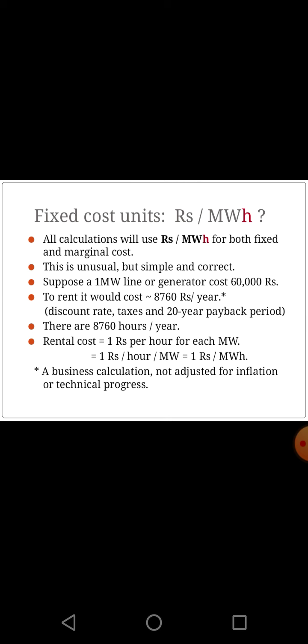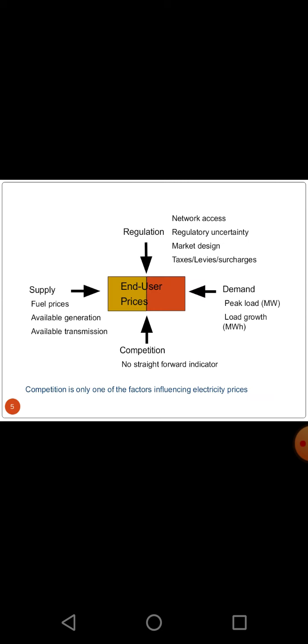Suppose, for example, a 1 megawatt line or generator costs 60,000 rupees. To rent, it would cost 8,760 rupees per year. It includes the discount rate, taxes, and a 20-year payback period. There are 8,760 hours per year. Rental cost is 1 rupee per hour for each megawatt. So 1 rupee per hour per megawatt is equal to 1 rupee per megawatt hour. This is a business calculation not adjusted for inflation or technical progress.